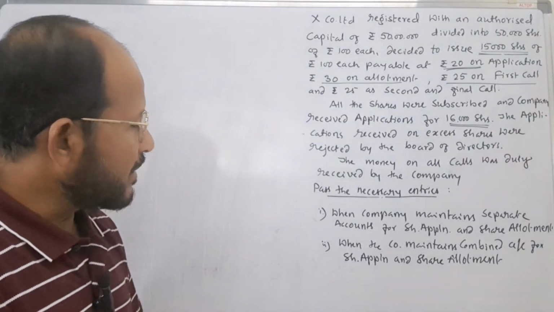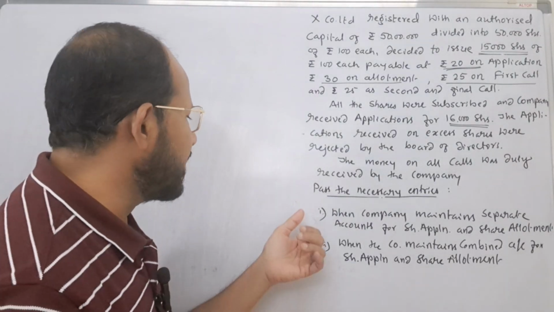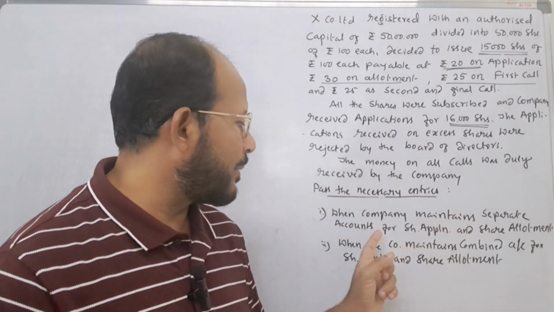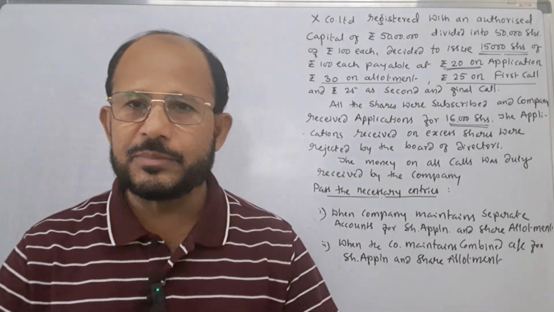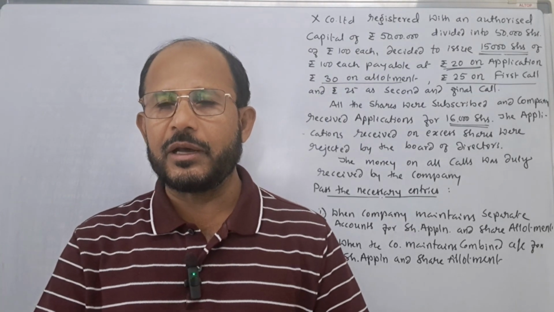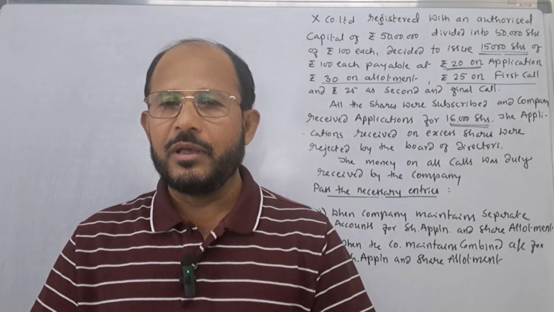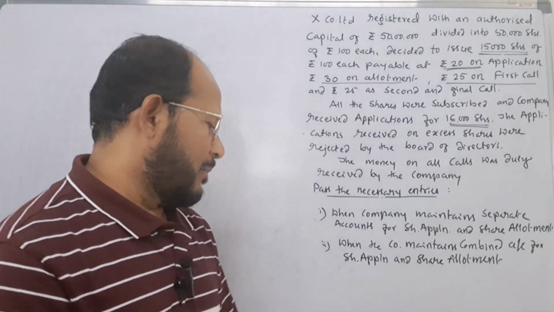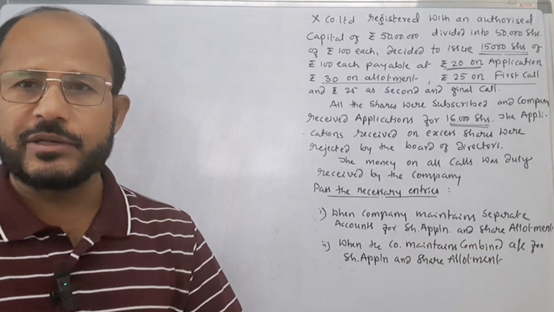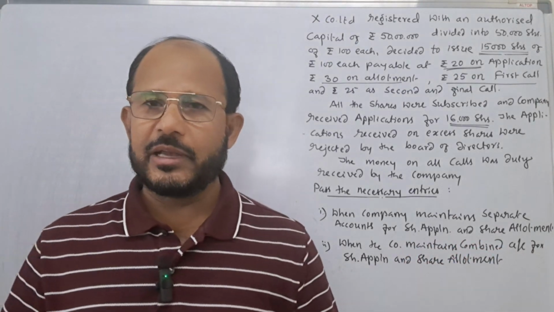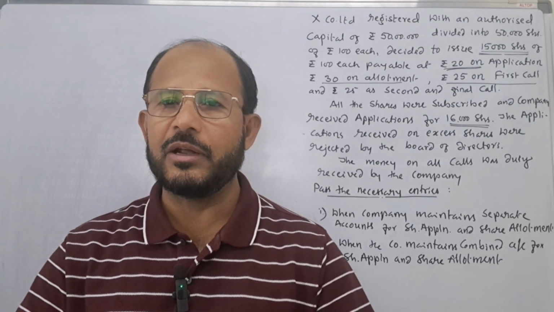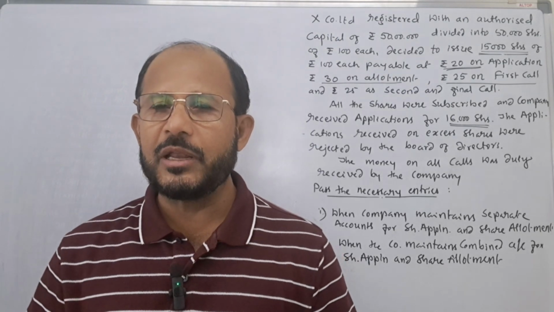Okay, in this problem, the company has asked you to pass the necessary journal entries in 2 different situations. First one is when the company maintains separate accounts for share application and share allotment. This part you have already studied, because whenever a company issues shares, it maintains a separate account for share application, and in a similar way, a separate account for share allotment. But the next situation is when the company maintains a combined account for share application and share allotment. Sometimes a company may decide to prepare a combined account instead of preparing separate accounts, because it is meaningful also.